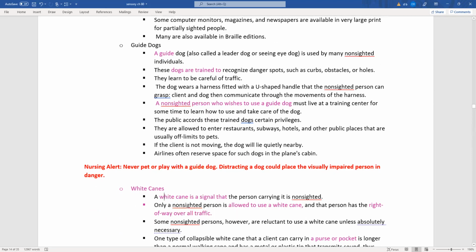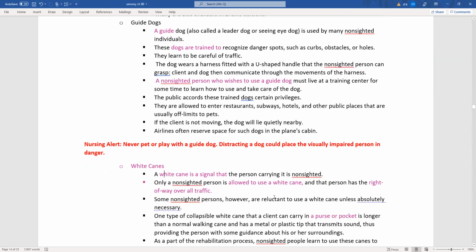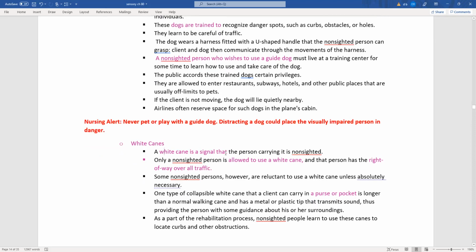So, a white cane. A white cane is a signal. You know that big long white cane, they're extra long or whatever. And guess who only has white canes? People who can't see. That is the only person that's going to carry a white cane. That's who it's for. Okay? So just know that it's a signal that the person carrying it is non-sighted. Only a non-sighted person is allowed to use that cane.